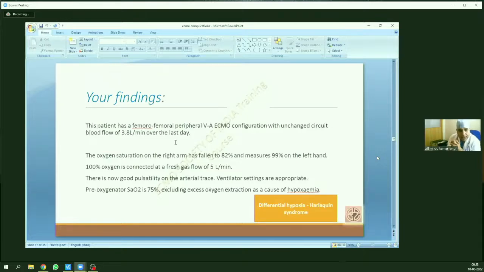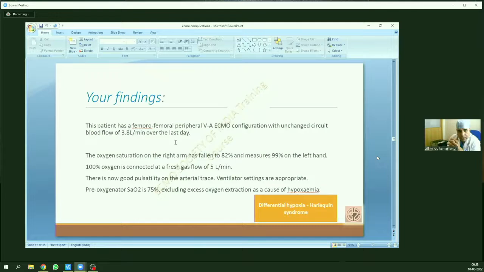Now, in the same patient, we find a femoral peripheral VA ECMO configuration with an ECMO flow of 3.5 liters over the last day. The oxygen saturation in the right arm, the right finger, is showing 82%, and 99% on the left side. 100% oxygen is connected to the patient, and there is very good pulsatility. That means the pulse is visible, and in the arterial line there is good pulsatility.